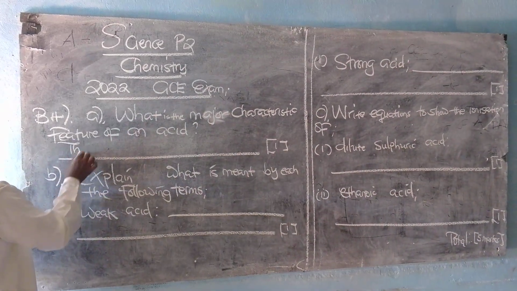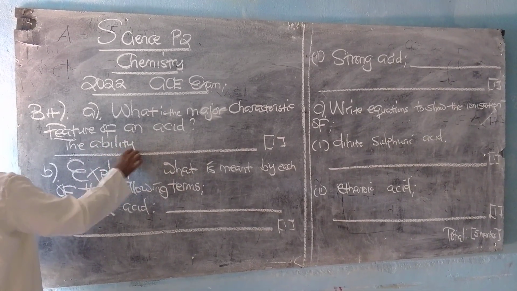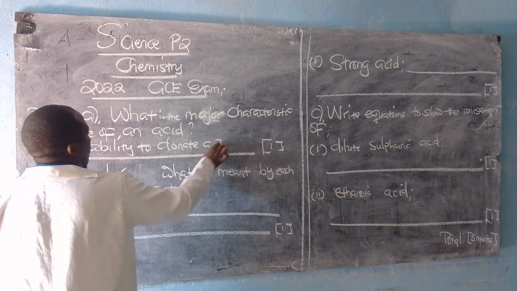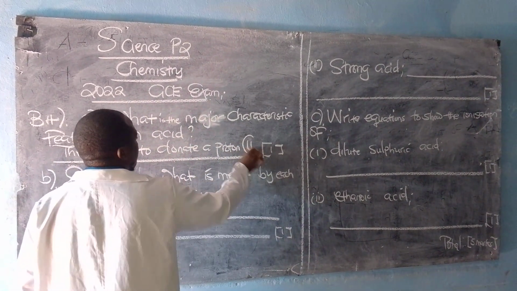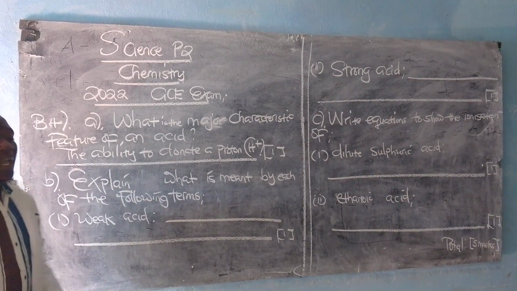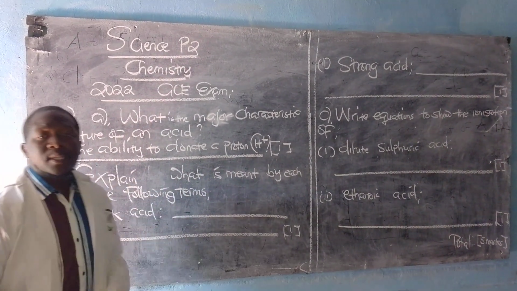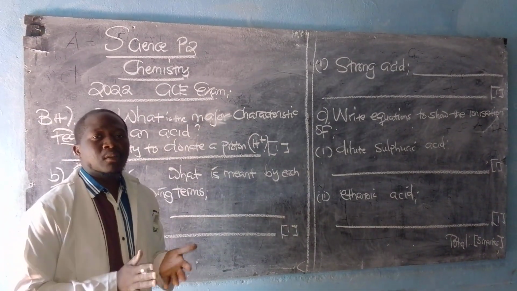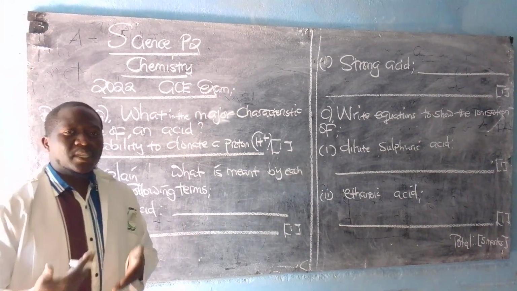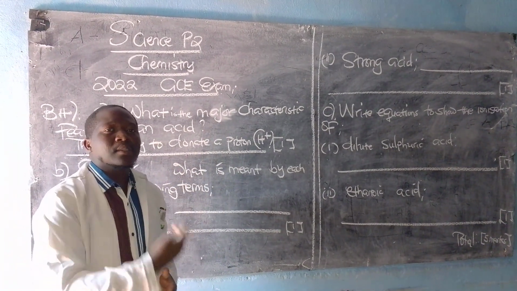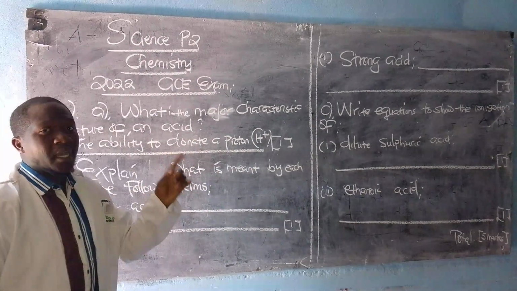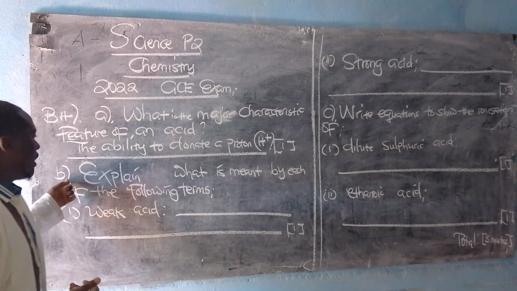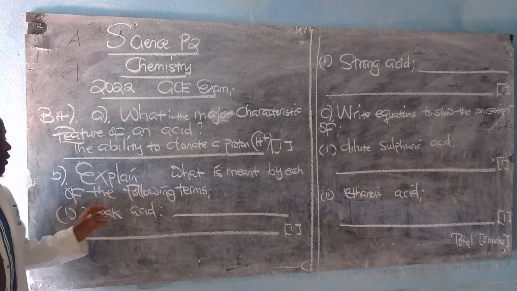So we're going to say the ability to donate a proton. A proton is supposed to be understood as hydrogen ion. So the ability to donate a proton, or in other simple words, the presence of hydrogen ion. What basically decides an acid's nature is the presence of hydrogen ion, which can be produced as the only positively charged ion.